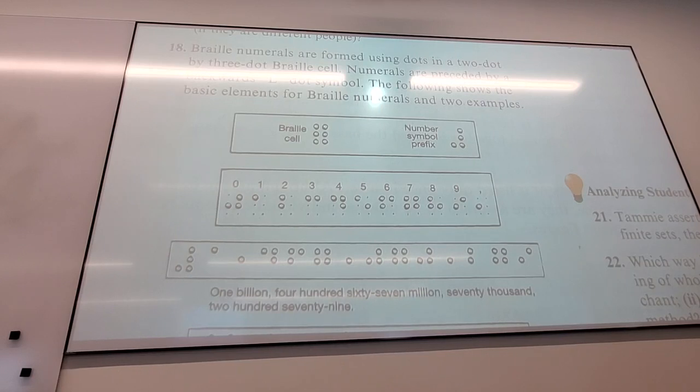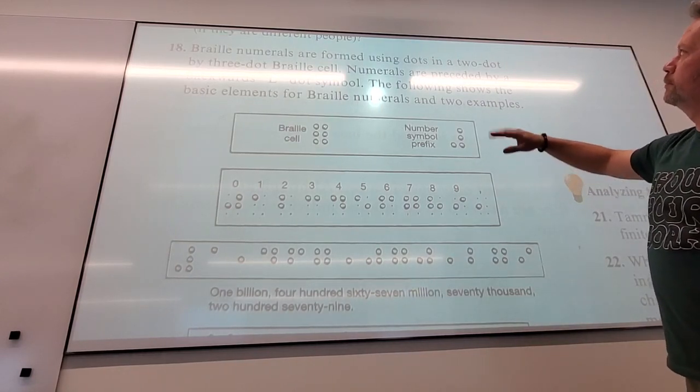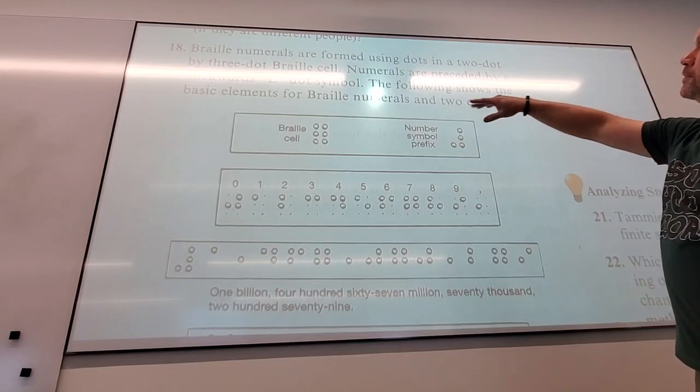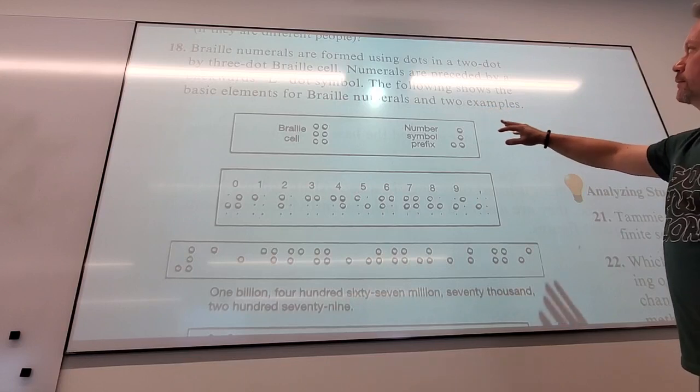Okay. Braille numerals. Numerals are preceded by a backwards L dot symbol. The following shows the basic elements for Braille numerals and changes.